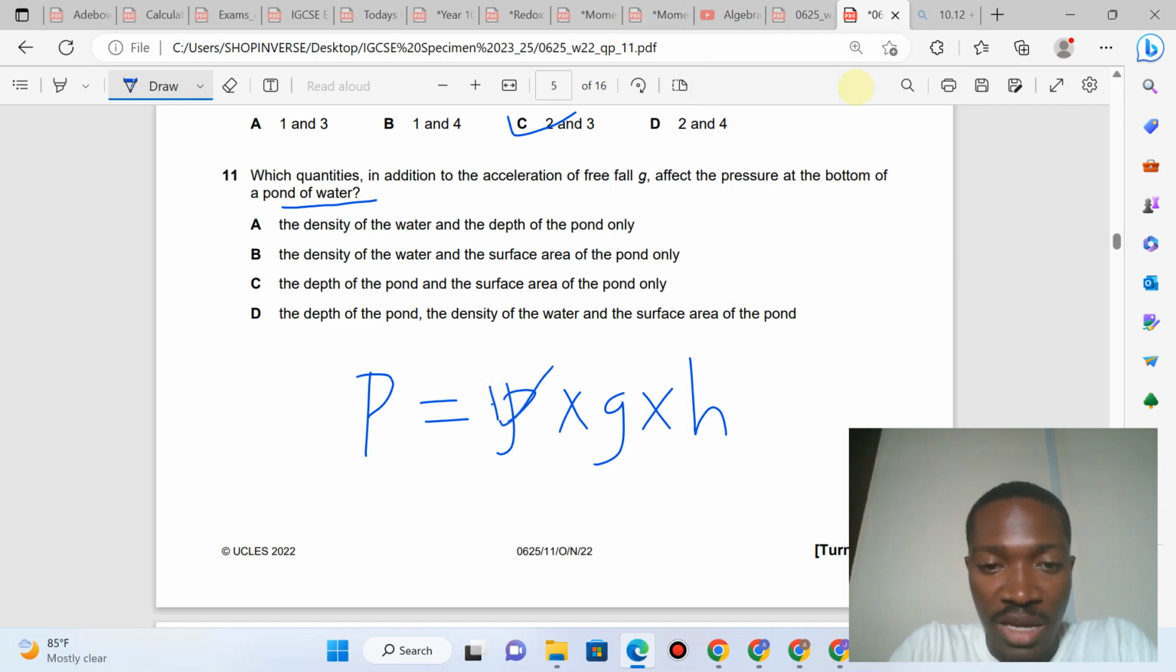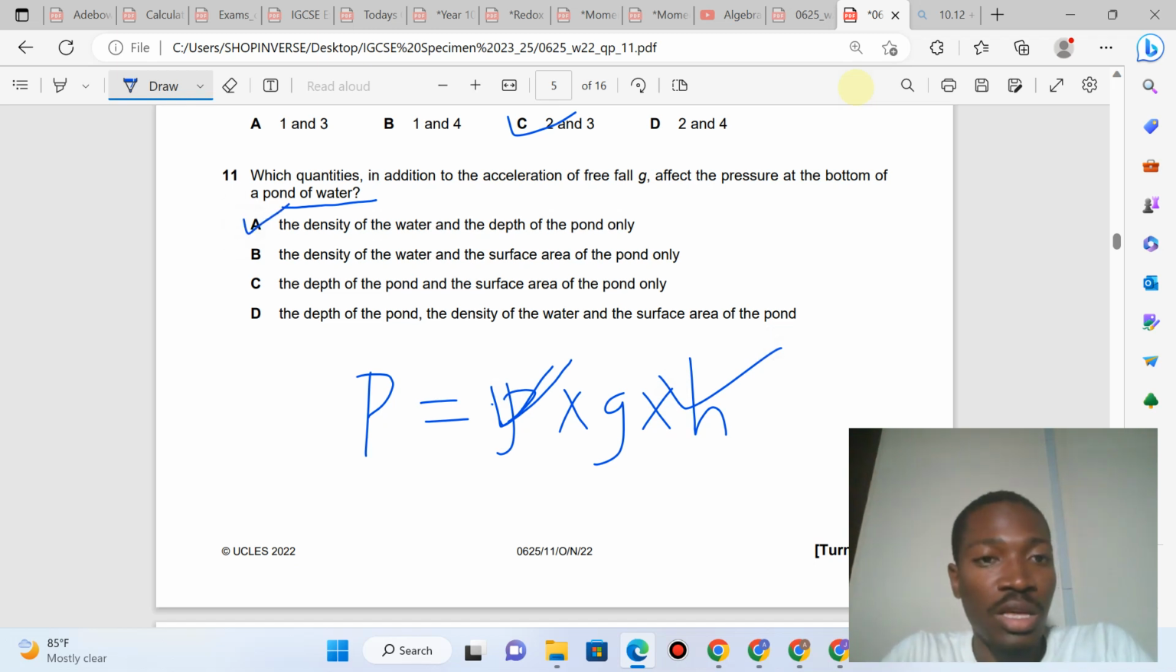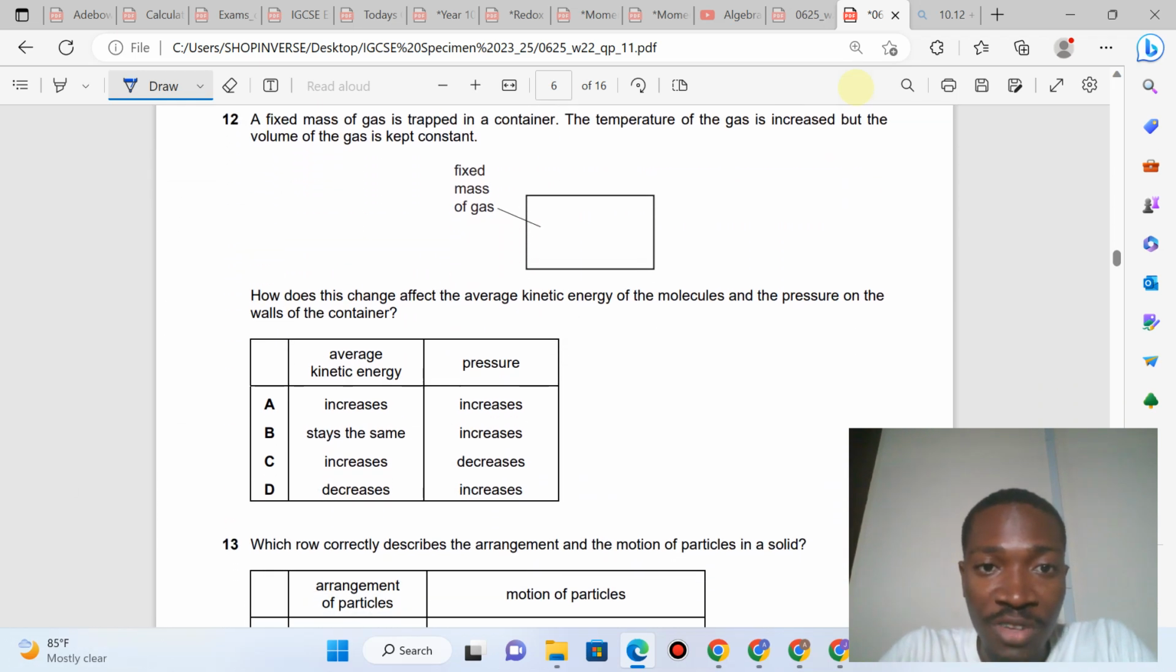Density and depth. That's correct. So option A is the correct answer to question 11. Let's go straight to question 12. A fixed mass of gas is trapped in a container. The temperature of the gas is increased, but the volume of the gas is kept constant. How does the change affect the average kinetic energy of the molecules and the pressure on the walls of the container?